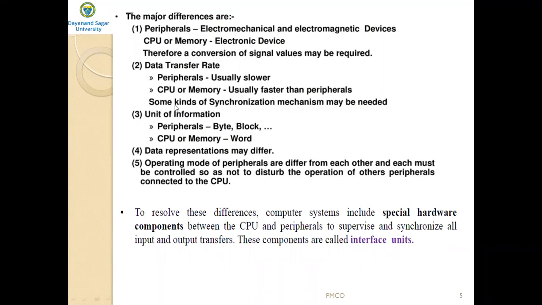So some kind of synchronization mechanism may be needed while transferring the data between the CPU or memory and the peripherals.